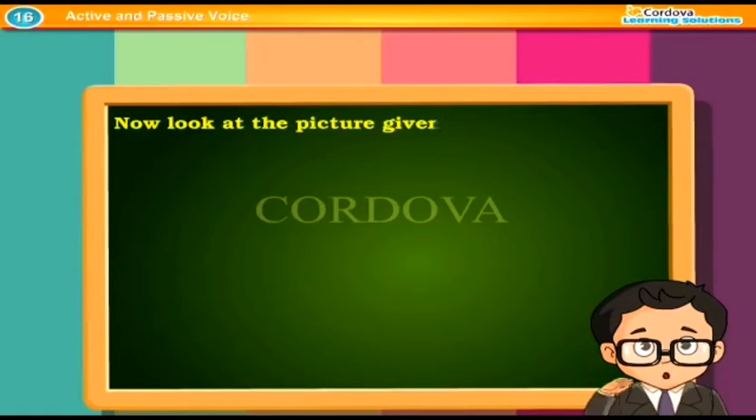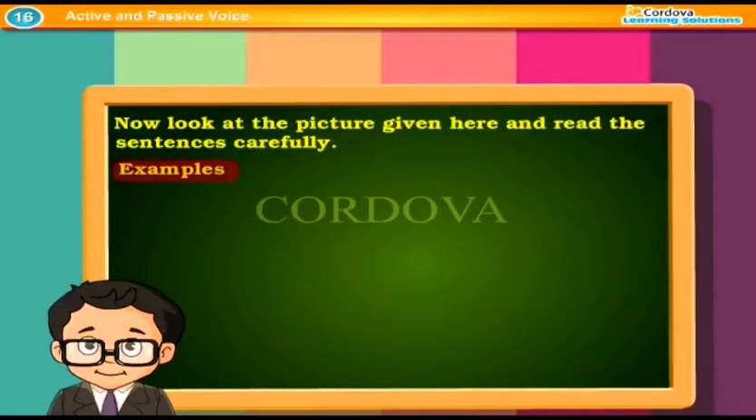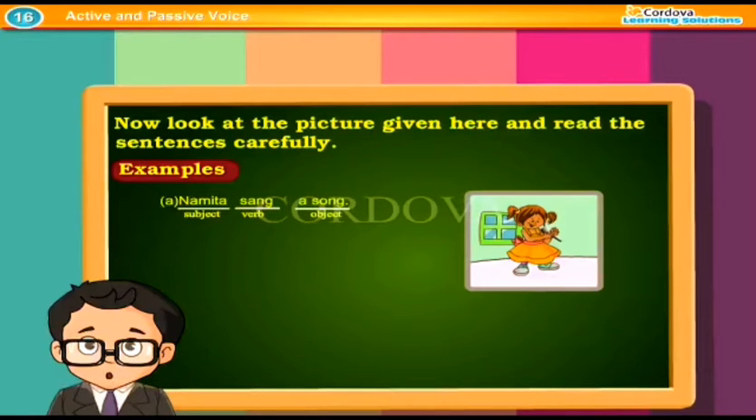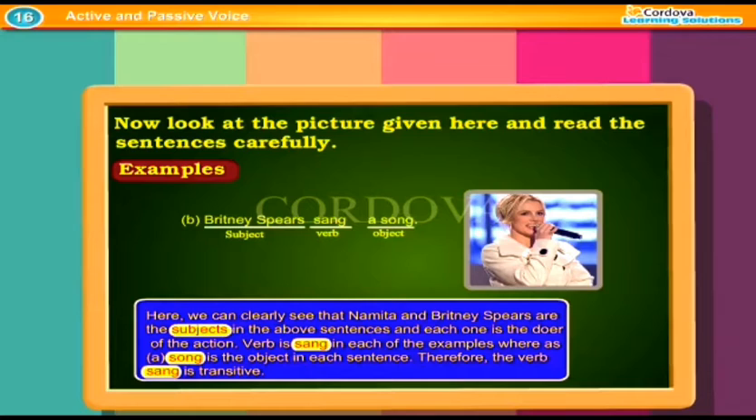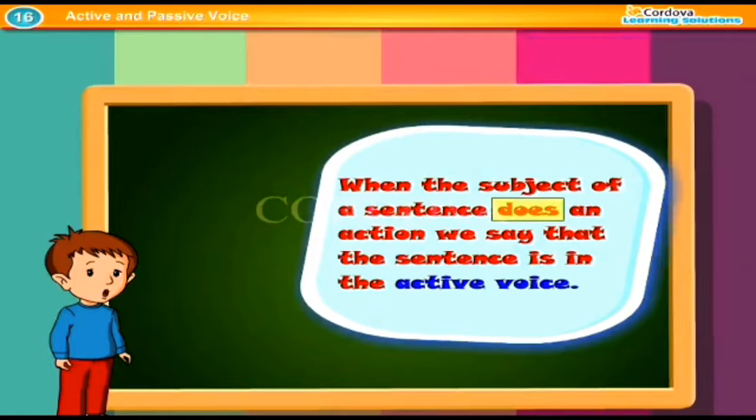Now look at the picture given here and read the sentences carefully. Namita sang a song. Britney Spears sang a song. Here we can clearly see that Namita and Britney Spears are the subjects in the above sentences, and each one is the doer of the action. The verb is sang in each of the examples, whereas a song is the object in each sentence. Therefore, the verb sang is transitive. When the subject of a sentence does an action, we can say the sentence is in the active voice.